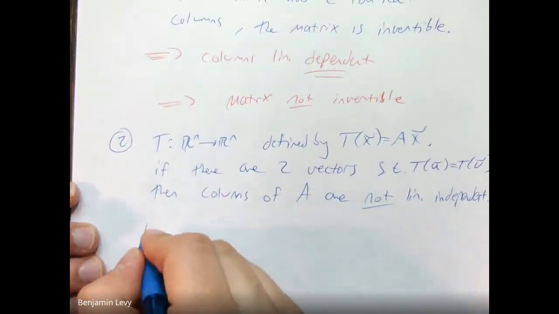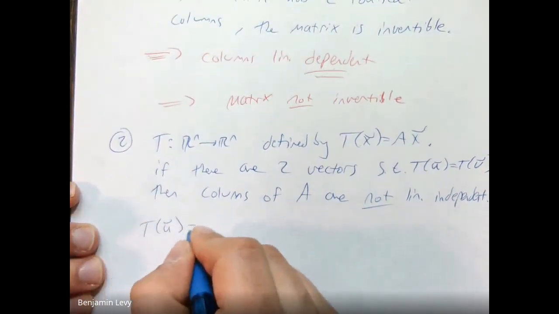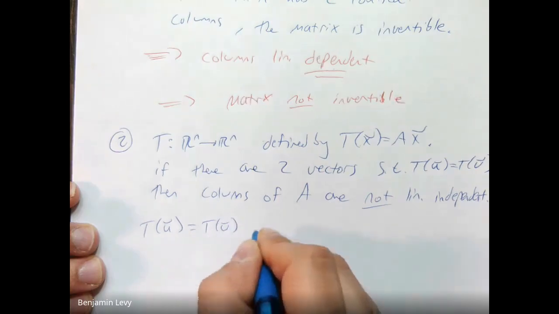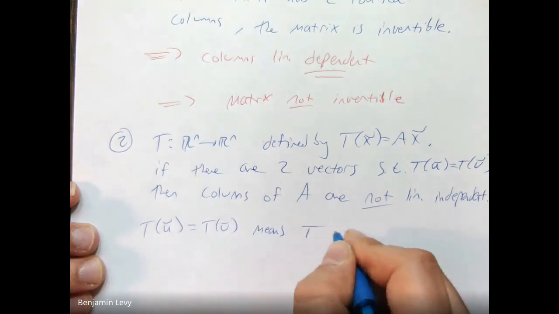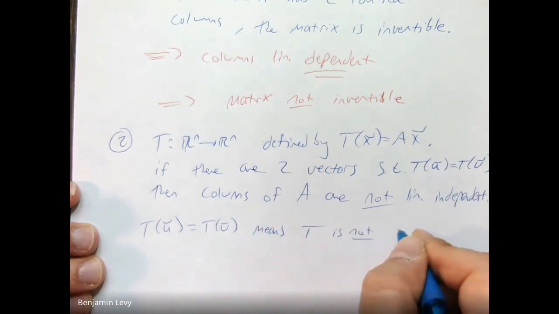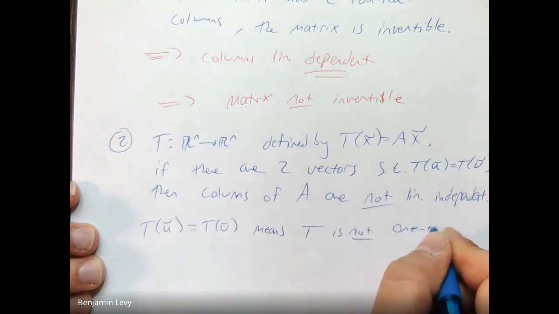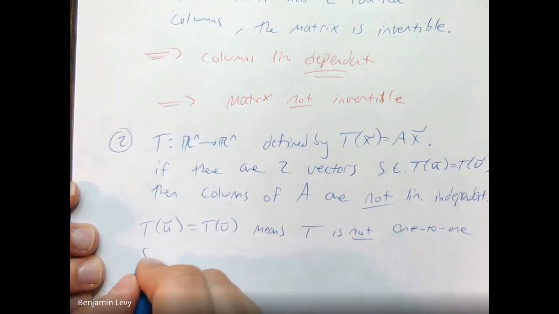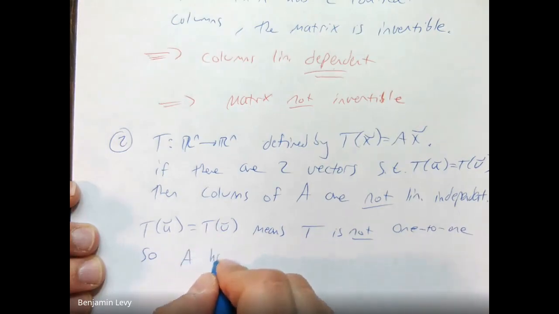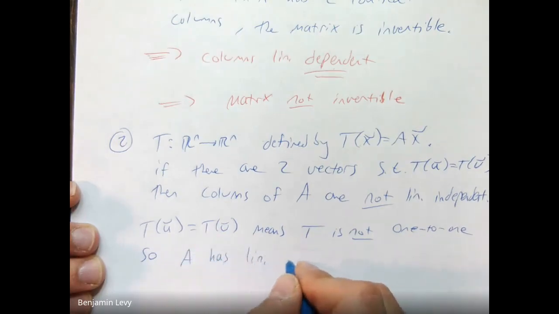So T of u equals T of v means T is not one-to-one. And so that means that A has linearly dependent columns.